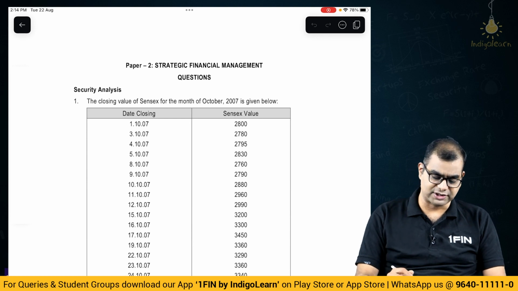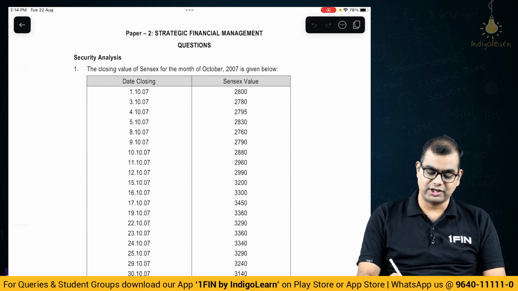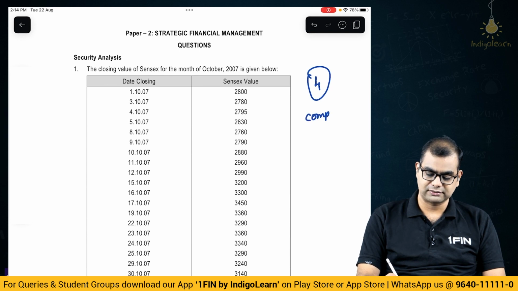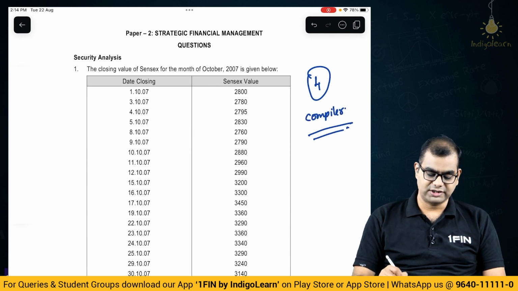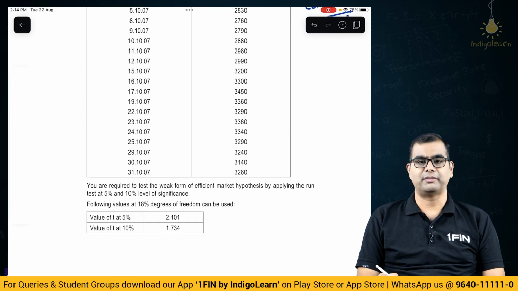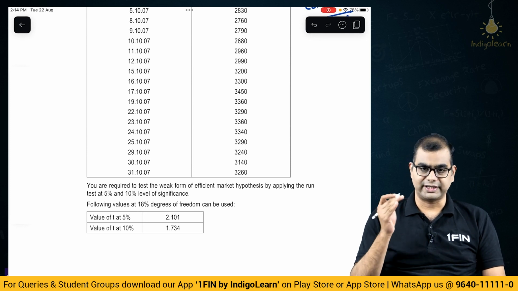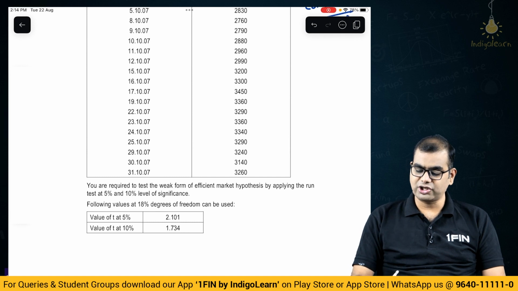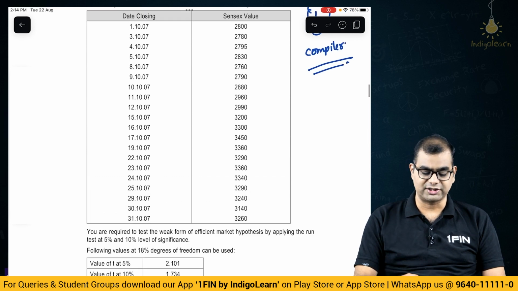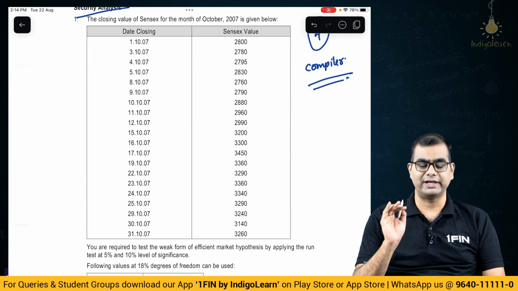Now coming to the RTP first. First question is from security analysis. This question is actually question number 4 in compiler. What is this question? They have given closing values and they are asking you to check whether the market exhibits at least a weak form of efficiency by using the t-test, where there are degrees of freedom, and so on and so forth. This is question number 4 from our compiler for the security analysis chapter. Compiler question number 4 is question number 1 in RTP.